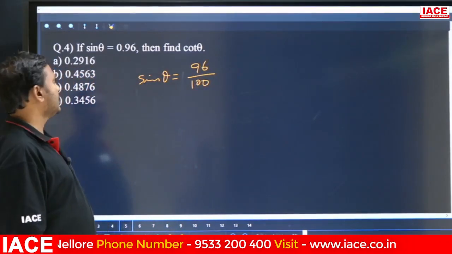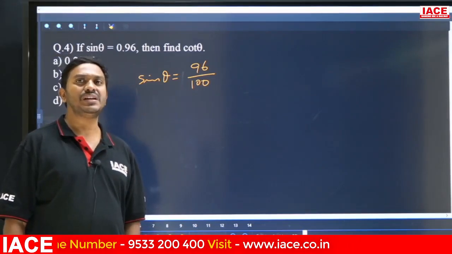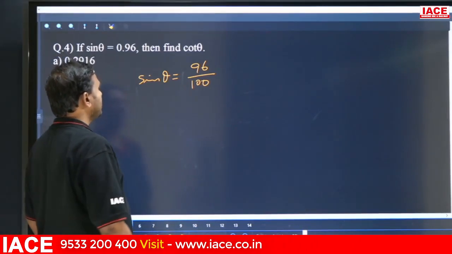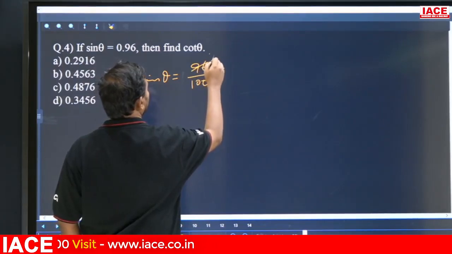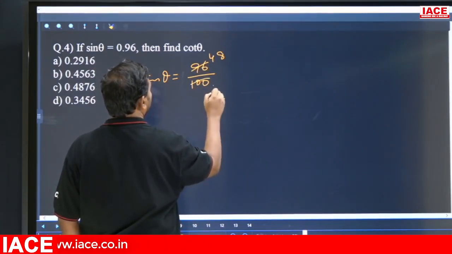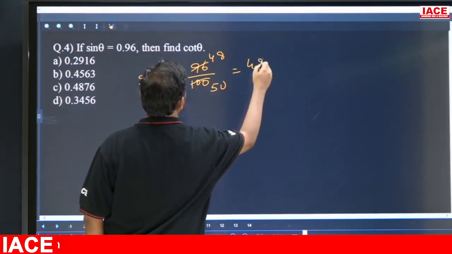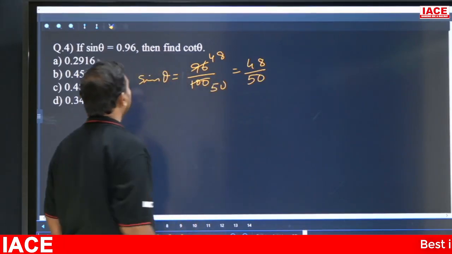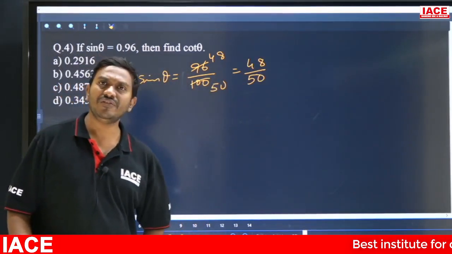Sin theta is 96 by 100. 96 by 100 means it will cancel with 48, 50. So 48 by 50. So sin theta is 48 by 50. Then find the value of cot theta.